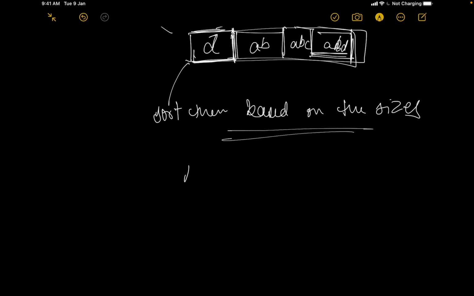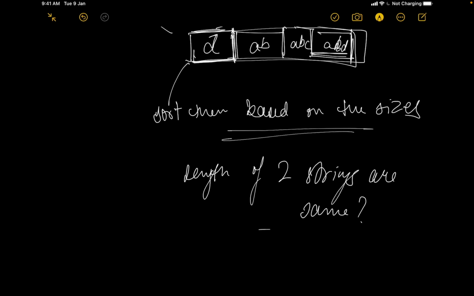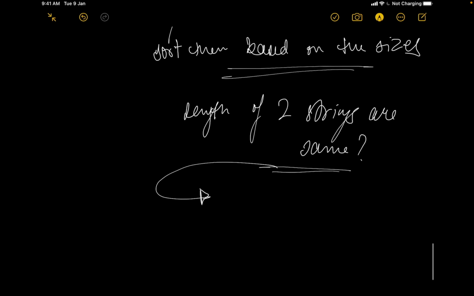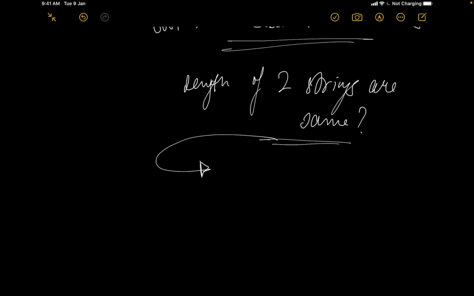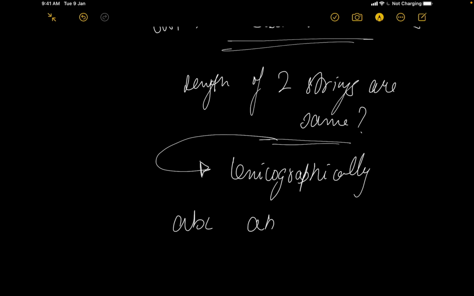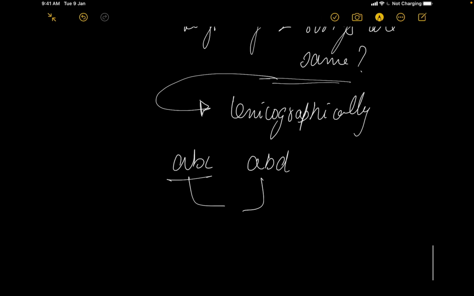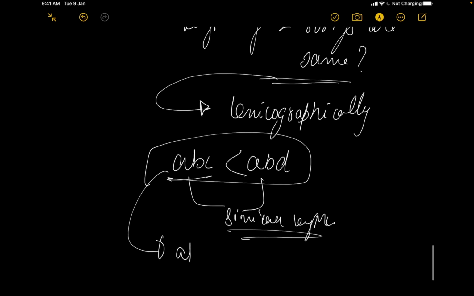What if the lengths of these two strings are the same? In that case I can push any one of them, but for this particular question I'll try using the one with the lower lexicographical value first. So if I have ABC and I have ABD, then although both of them have similar length, ABC is less than ABD, hence I'll try pushing it first.